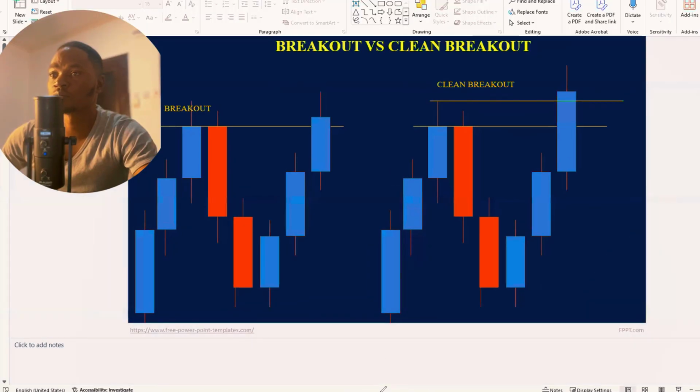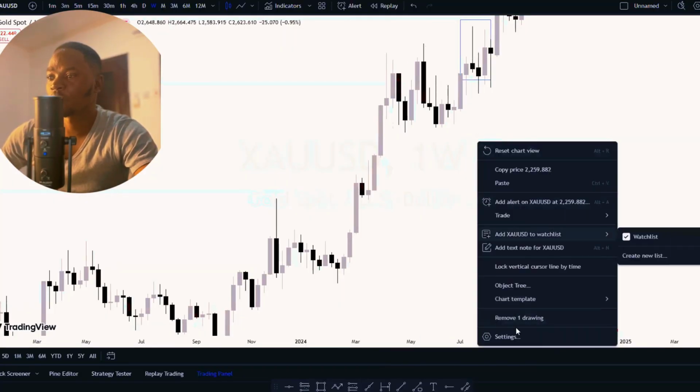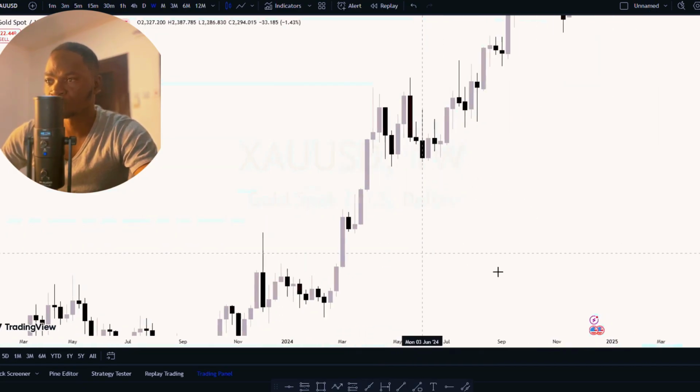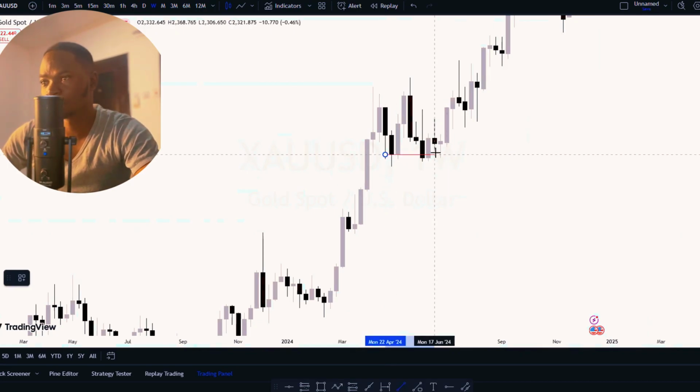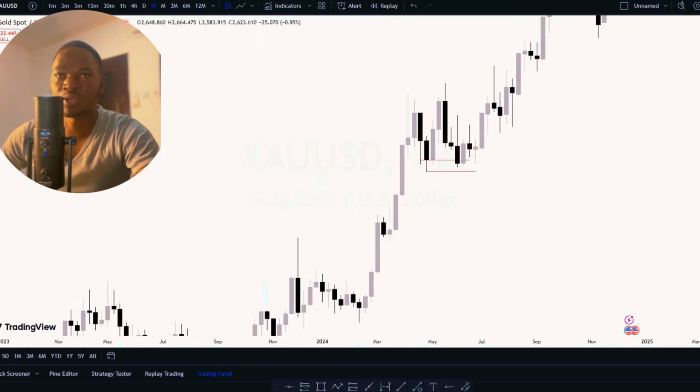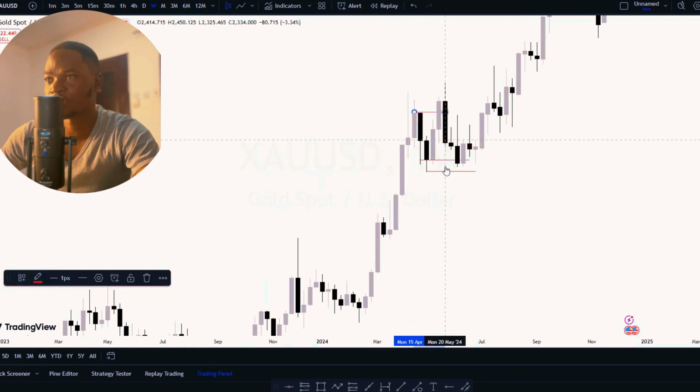All right, so this is a weekly chart. Let's start. Here we can call this a breakout. It closed below the SNR to the downside, but was it a clean breakout? Not a clean breakout. I actually prefer the clean breakout more than the simple breakout. This is a breakout, still not a clean breakout.